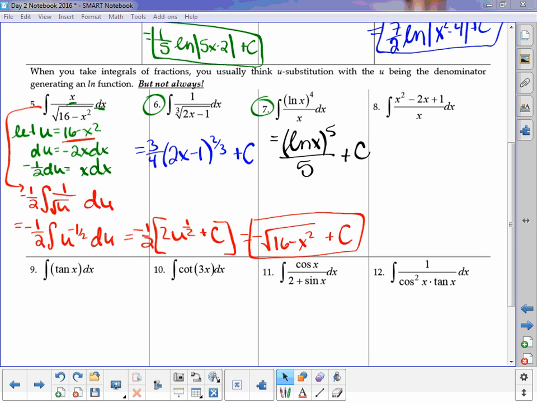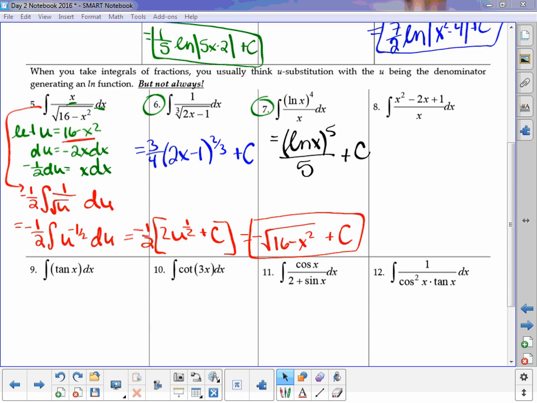All right, give about a minute more and then we'll go over the ones that you need to see. No, because we didn't take the antiderivative of 1 over x. This was just simply our inside function. We didn't take an antiderivative that resulted in natural log.